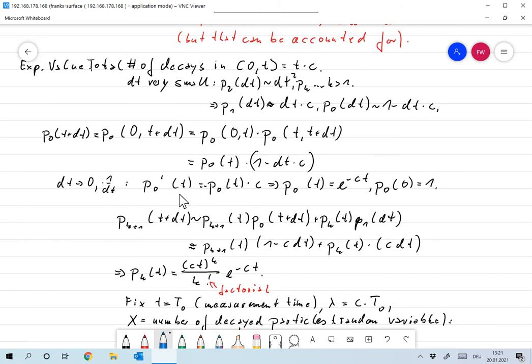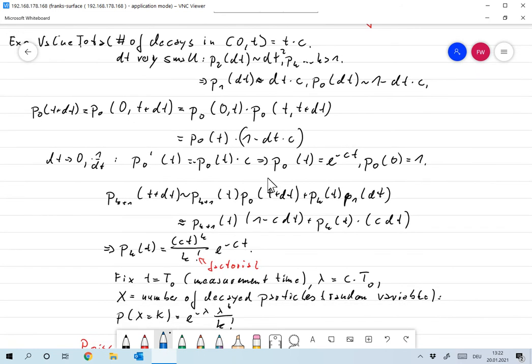Okay, so P0 has to satisfy the differential equation P0 prime of t is minus P0 of t times c, so it's an exponential. And of course, we have the initial value that at time zero, the probability of measuring zero elements in that time frame of length zero is one. So we are left with the fact that P0 of t must be e to the minus ct. Okay, that's the heuristic thing I alluded to.